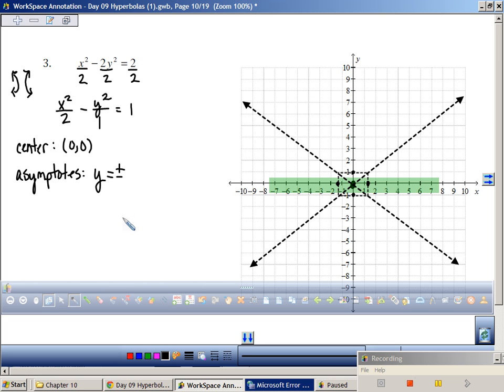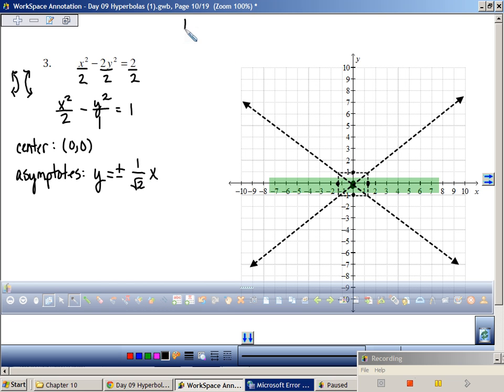What is my slope? 1. Up 1 over 1? No, it's not. I went up 1 over what? The square root of 2. And I have x minus 0, or just x. We don't normally write this though. Why?